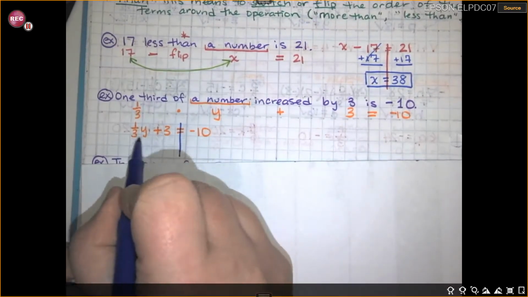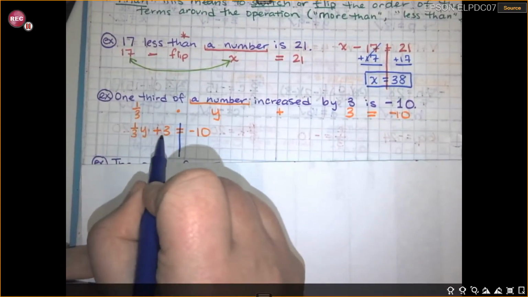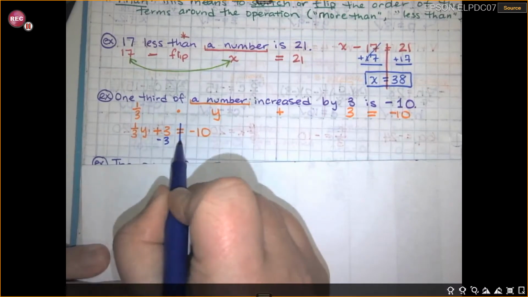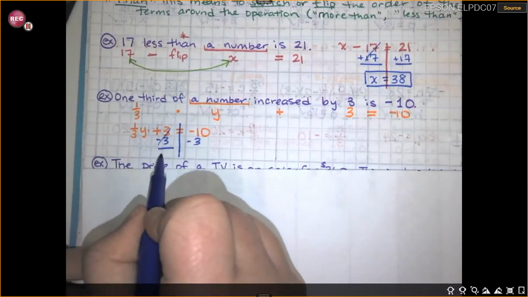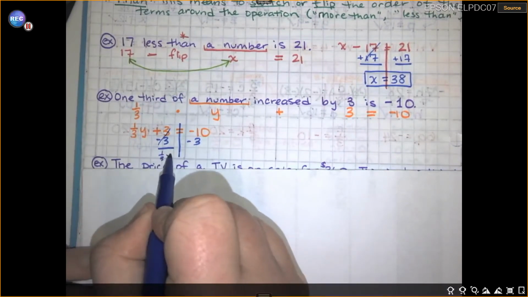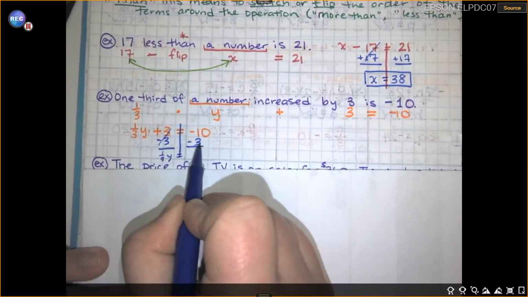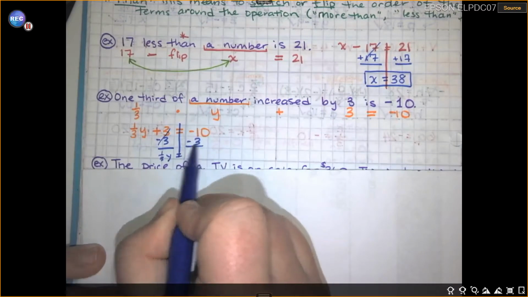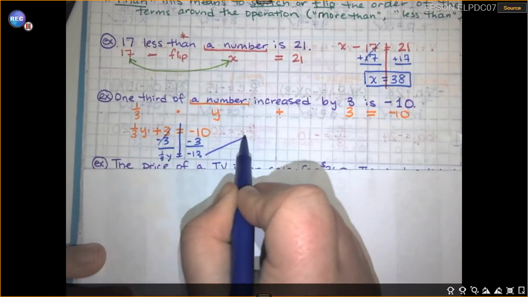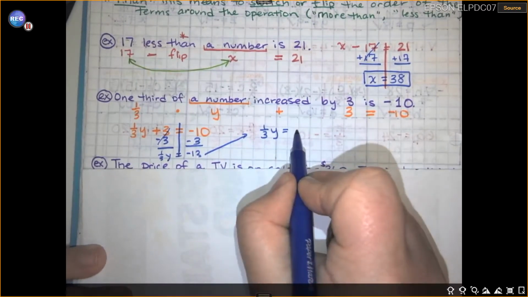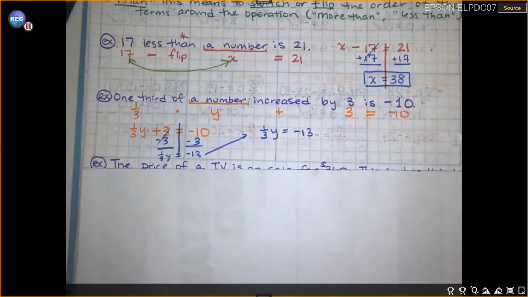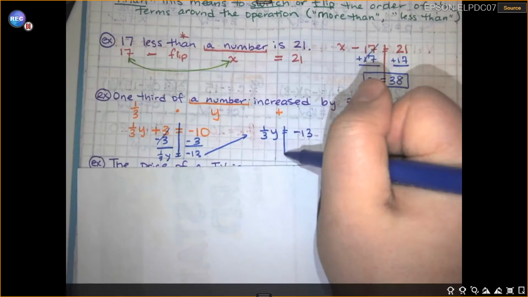So again, get rid of the thing that doesn't have the variable first. So minus 3, and that gives me, that's gone. That's just 1/3 y equals, and then negative 10 minus 3 is negative 13. So I'm going to rewrite this over here. 1/3 y equals negative 13. Line down the equal sign, right?